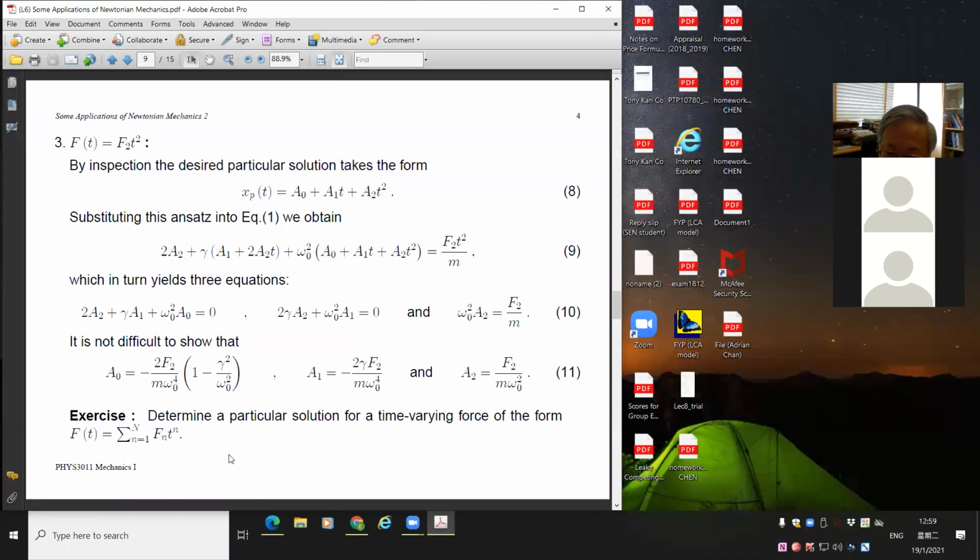Yes. So we go to the problem f(t) equal to f_n t to the power n. Am I correct? n equal to 0, 1, 2, 3, 4, 5, 6, 7, 8, 9, 10, up to whatever you want. All right. And then combine them together is the solution.